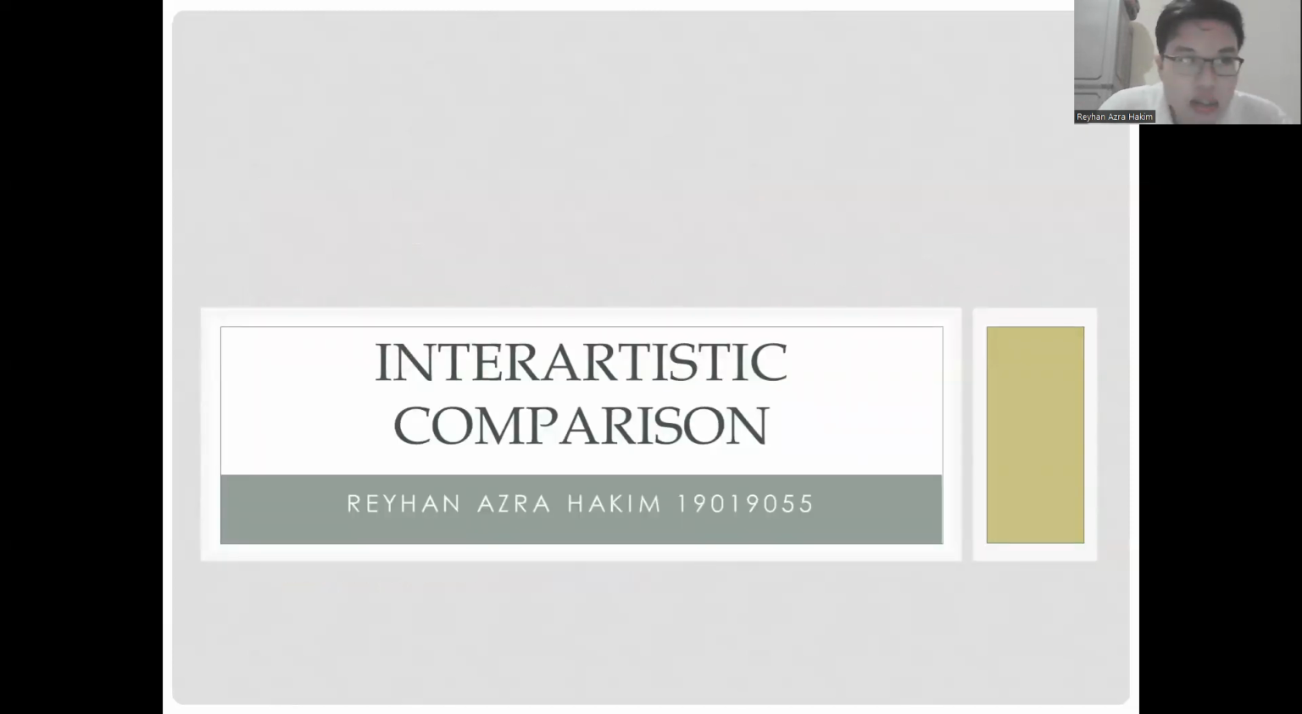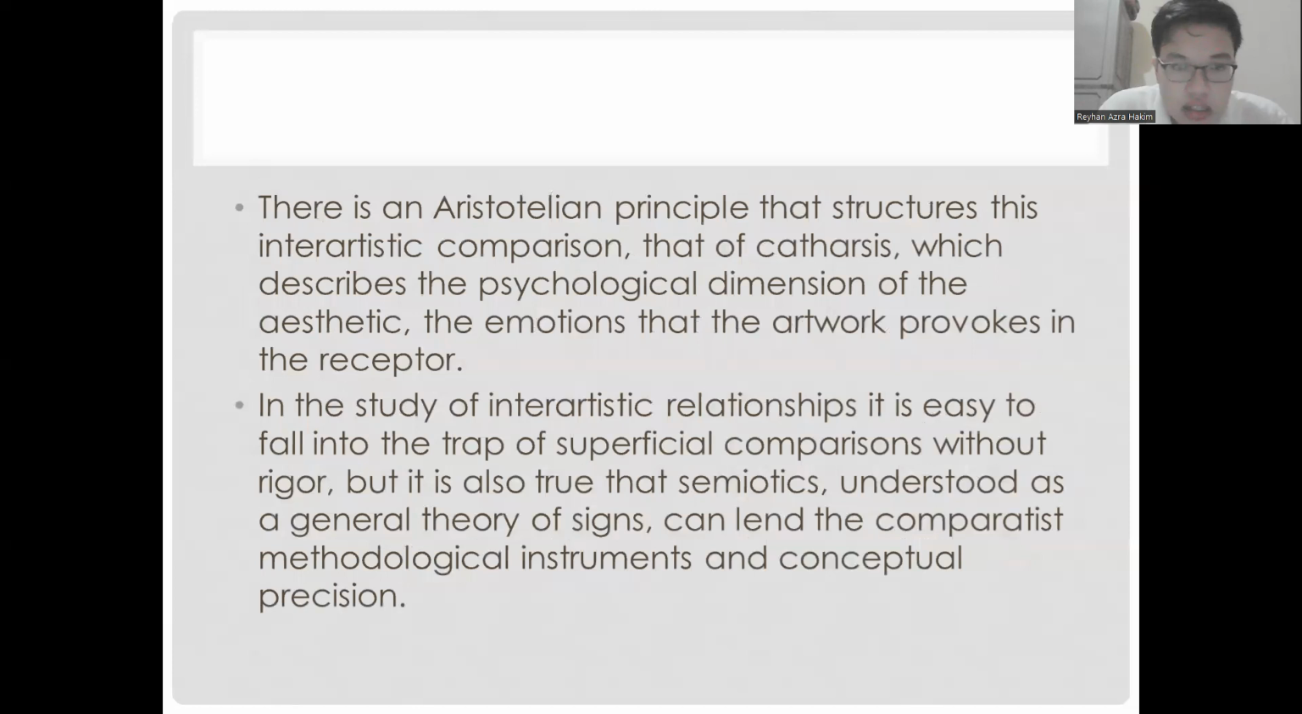Next, in chapter 8, interartistic comparison, there is an Aristotelian principle that structures this interartistic comparison, that of catharsis, which describes the psychological dimension of the aesthetic, the emotion that the artwork provokes in the receptor. In the study of the interartistic, it is easy to fall into the trap of superficial comparison without rigor, but it is also true that semiotics, understood as a general theory of signs, can lend the comparative method an instrument and conceptual precision.